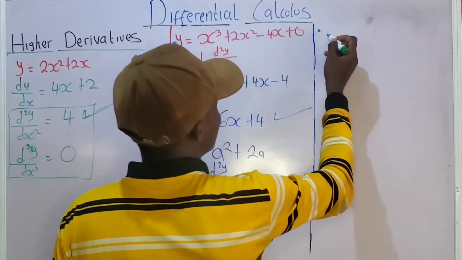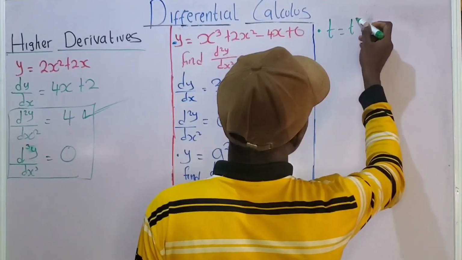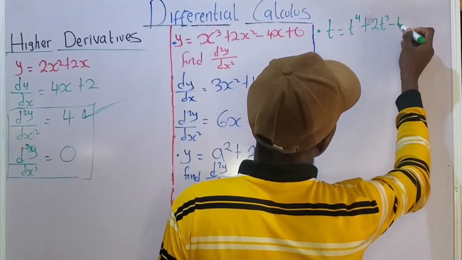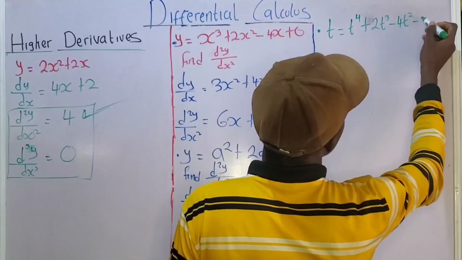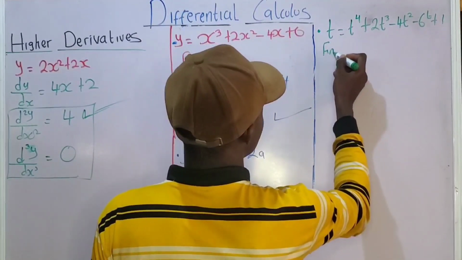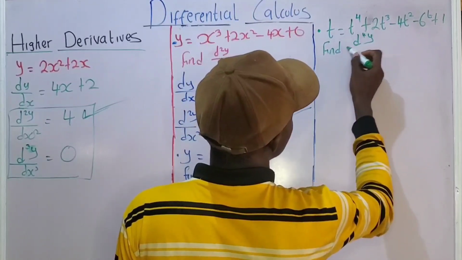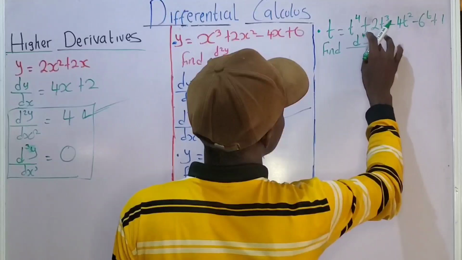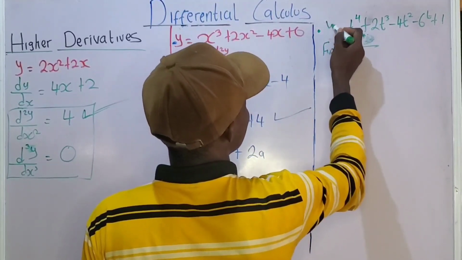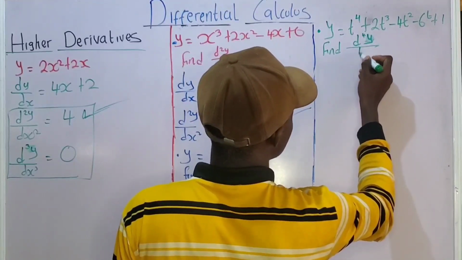Let's say we are asked to differentiate y equals t raised to the power of 4 plus 2t raised to the power of 3 minus 4t raised to the power of 2 minus 6t plus 1. Okay? We are asked to find the fourth derivative. Oh, we are having t now. Sorry, let me put y here. We are finding the fourth derivative of the function.